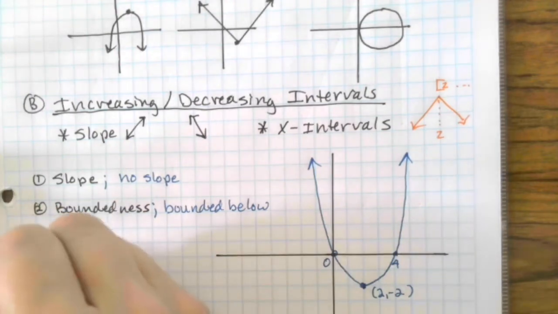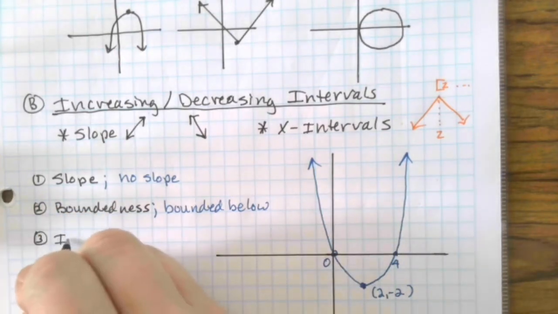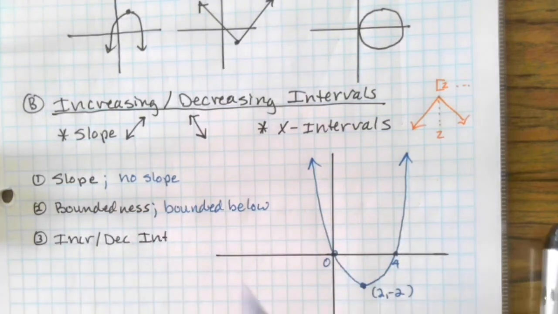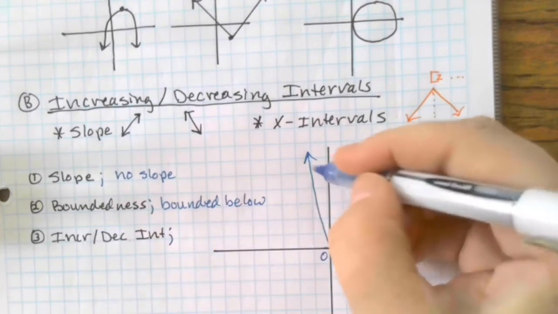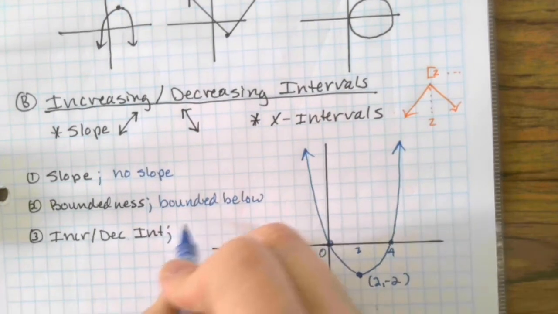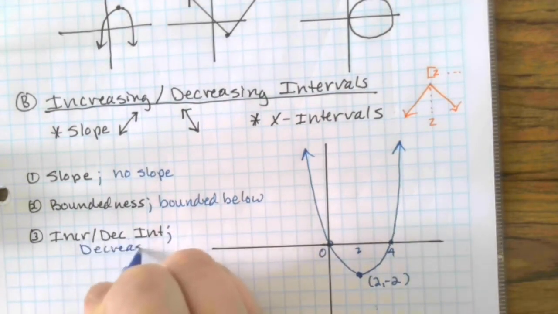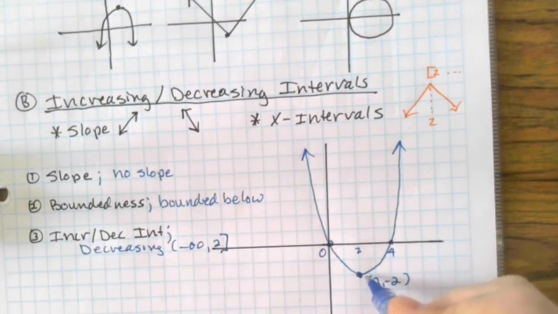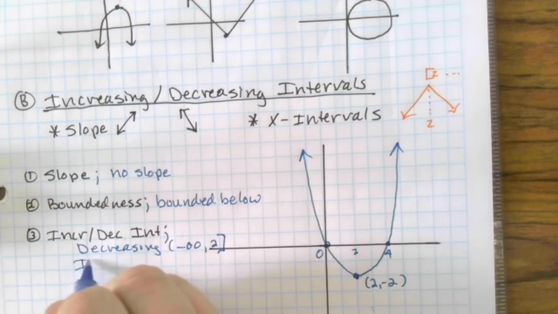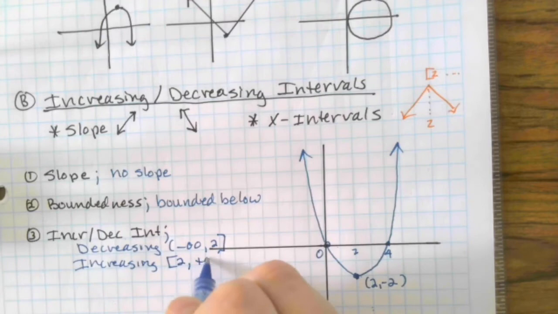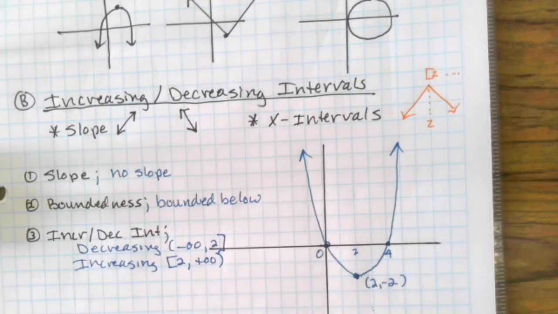Okay, number 3. Increasing or decreasing intervals. So this has a negative slope. It's decreasing down to x equals 2. So we would say it's decreasing from negative infinity to 2 inclusive. And then from here up, it's increasing. So we would say it is increasing from 2 inclusive up to positive infinity. Those are our increasing, decreasing intervals.